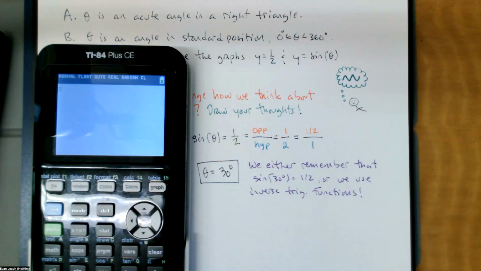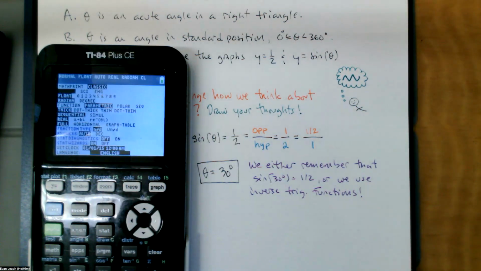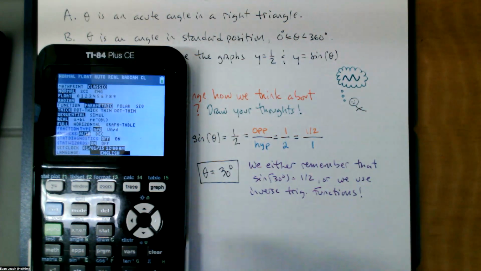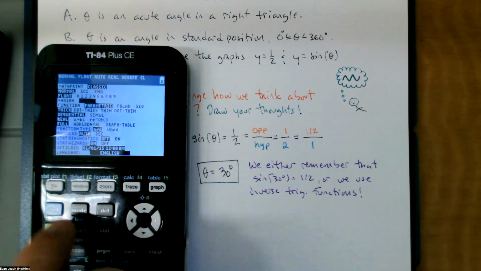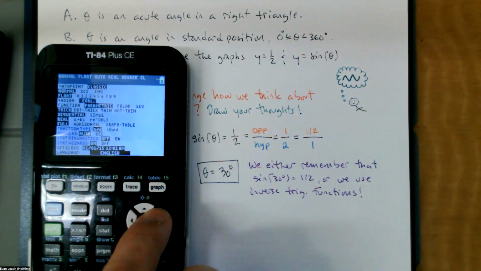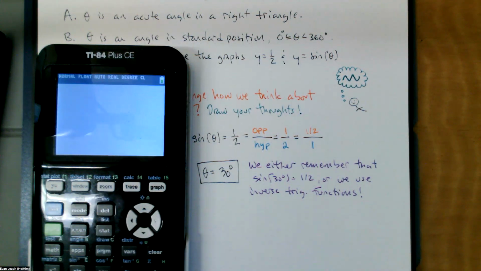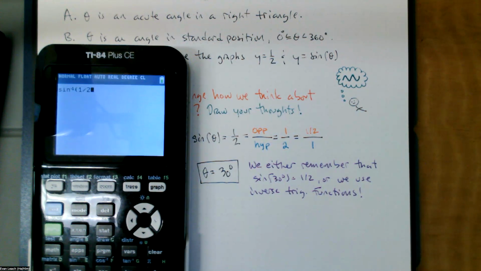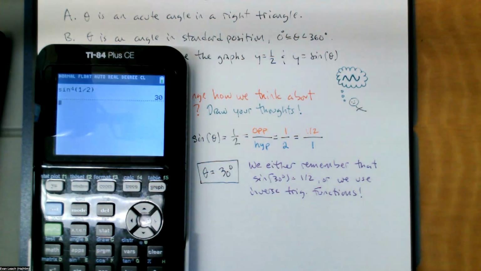We're looking for an angle, which means we're going to be using an inverse trig function. First of all, in this context, since it's an acute angle in a triangle, we're going to make sure that we are in degrees. We'll want to be in degree mode. So here we are in degree mode, looking for an angle, so we'll do the sine inverse of 1/2. And it'll tell us that this is a 30-degree angle.